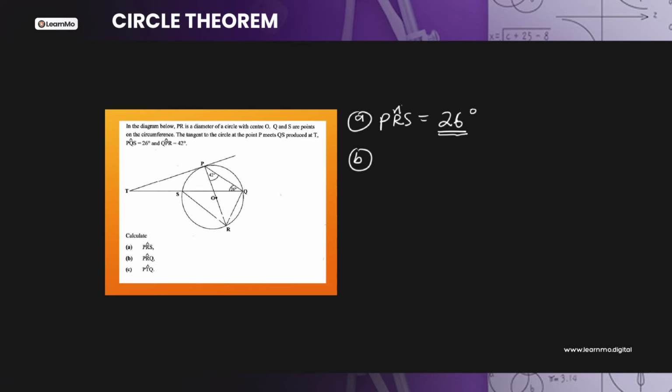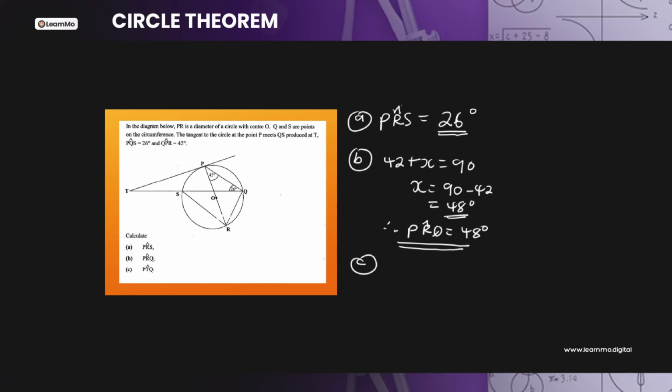So you say 42 plus x will give you 90 degrees. Then you have x is equal to 90 minus 42. Then you have 48 degrees. So you can conclude to say your angle PRQ is equal to 48 degrees. Then you are done with the second part of the question. You move to the last part.